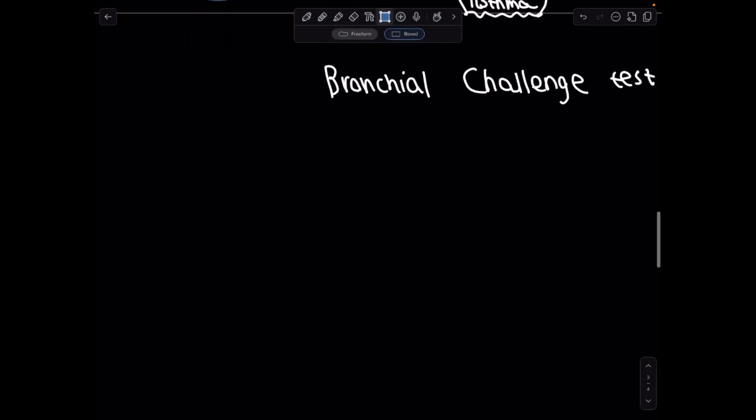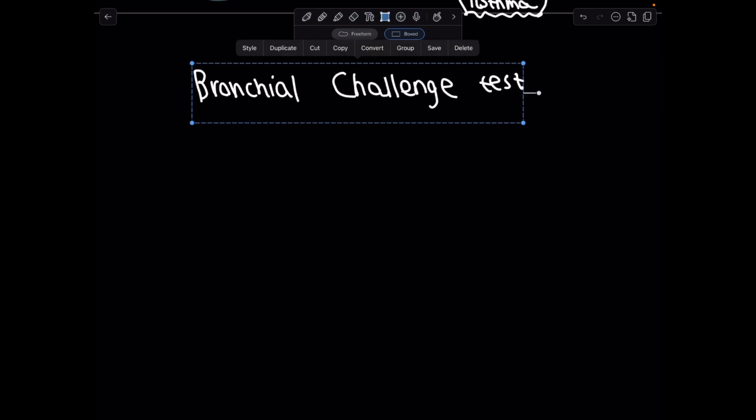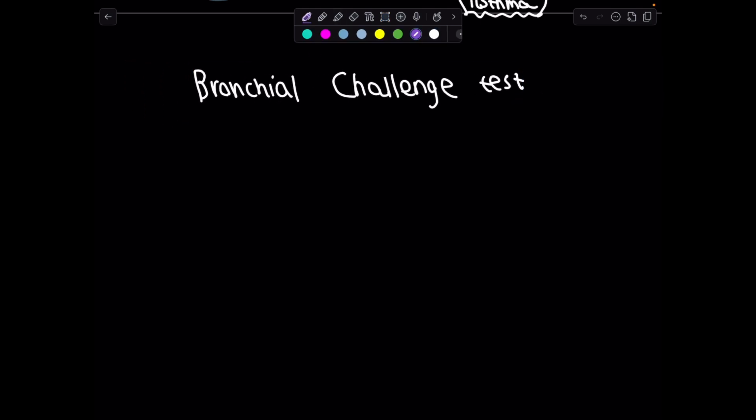All right, let's break down the bronchial challenge test super clearly. It's a test to see if your airways are overly sensitive, which is a hallmark of asthma. Here's how it works. You breathe in a small, controlled amount of a substance, like methacholine, which is known to mildly irritate airways in people with asthma, causing them to tighten.